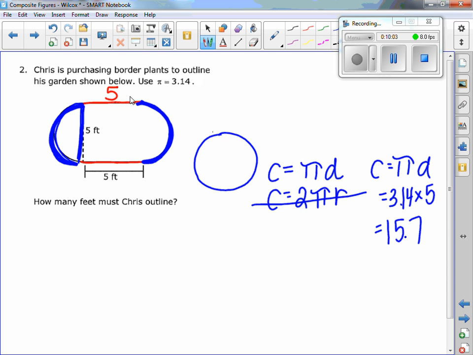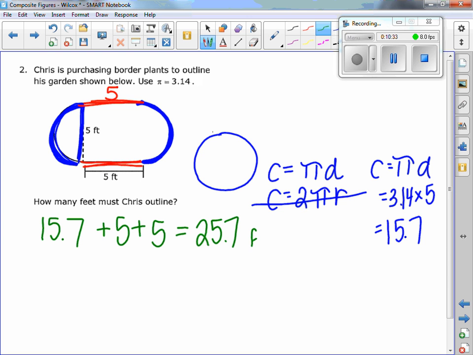Now don't forget, you have to go back and add your 5 and your 5, your two red pieces, because he's going to border his whole entire garden. So if we want to know how much border he would need total, we have the 15.7 for my two curved half circles. Remember, together they make one whole circle, plus the two 5s to give me a total perimeter of the whole shape of 25.7 feet. And because it's just perimeter, I don't do feet squared. That's only for area. So make sure you're paying attention to your question and what you need the label for.